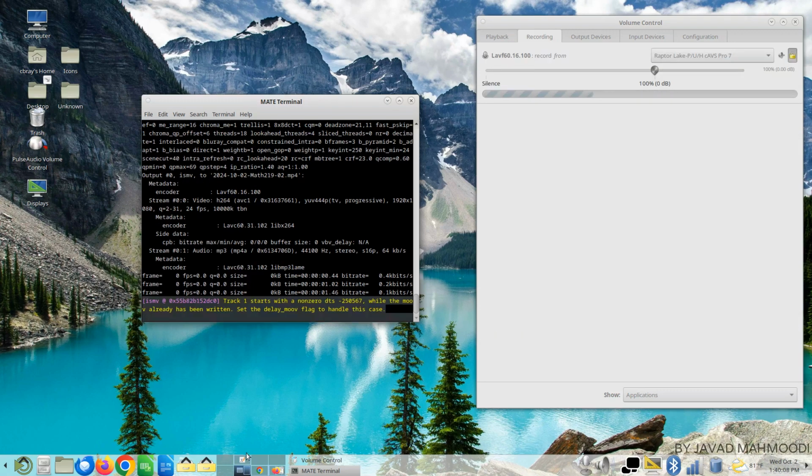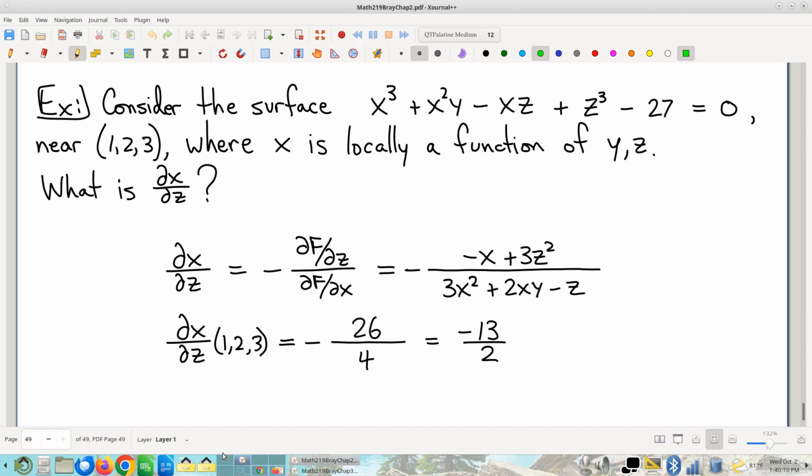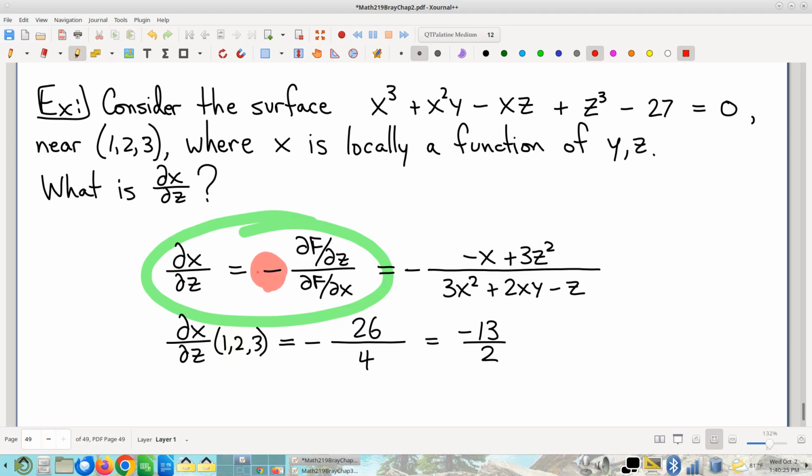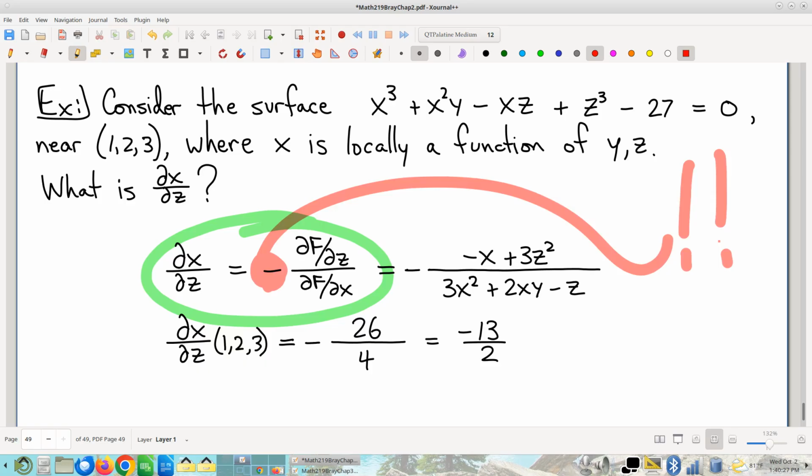Okay, we are recording. So, here's about where we left off last time. We looked at this example, and we saw that we can take the formula from the previous page, interpret it appropriately to the variables being used, of course, and making extra sure not to forget that minus sign. Oh my gosh, can't emphasize that enough. Make sure to remember that minus sign.